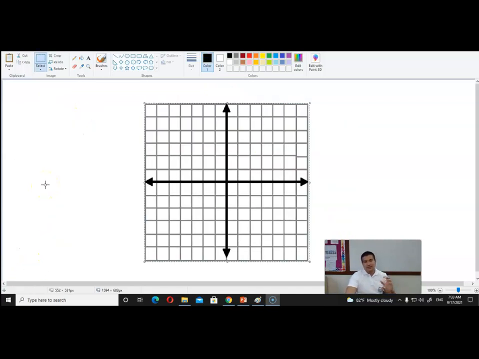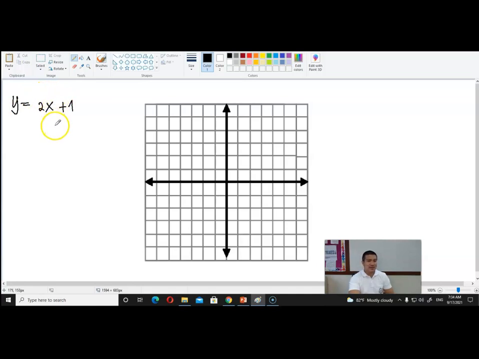Graphing, we have a linear equation, so you can use a table, or if there is a table given, you just plot the graph. So let's say we have this equation, y equals 2x plus 1. From here, what will be the graph of 2x plus 1?